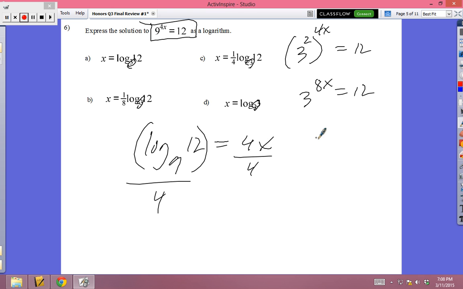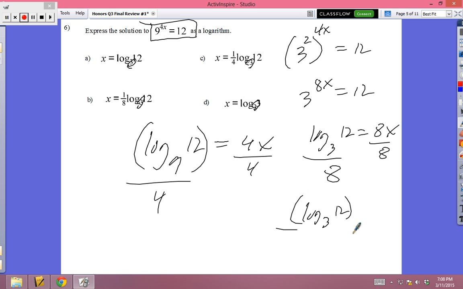Now if you morph this, it's going to be log in base 3 of 12 equals 8x. And then we want to ditch the 8, so divide by 8, divide by 8. So this is what we're looking for: log in base 3 of 12, that whole thing divided by 8. And that is the same thing as timesing the whole thing by 1/8. So dividing the whole thing by 8 or timesing the whole thing by 1/8, that's the same thing.